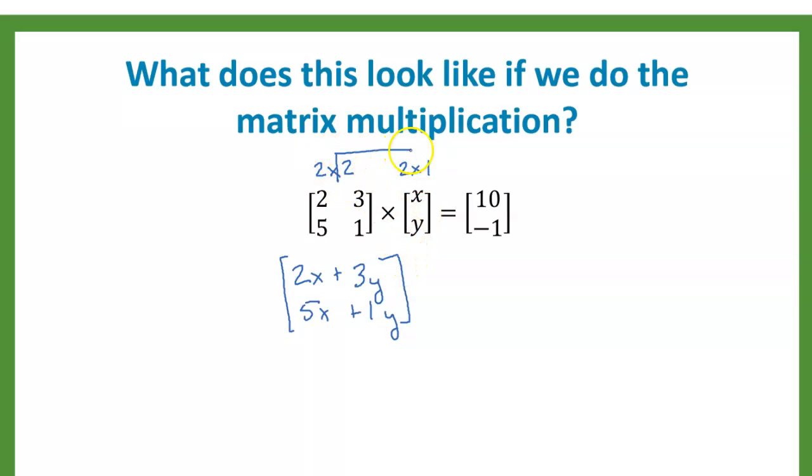We said these inner dimensions needed to be the same, and the outer dimensions would determine what our result matrix was sized. So it would be 2 rows by 1 column. That's what we have here. This is one big entity in a single column. So we bring down our answers now. We can bring that along with us. And we get 2x plus 3y on the top, and that equals 10 on the top, and then 5x plus 1y, and that equals negative 1 on the bottom.